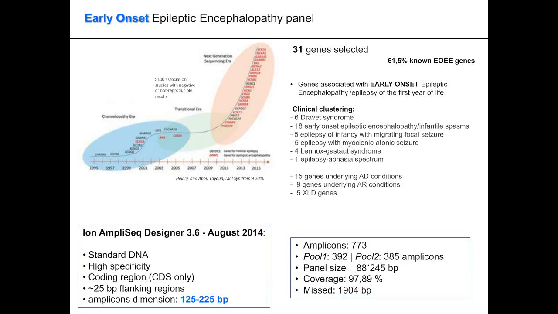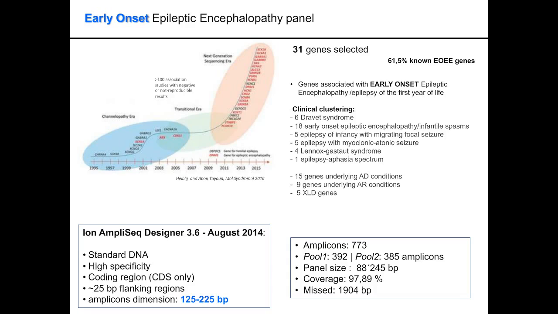Let me give you an idea of what we've done in the choice of our panel and what are the criteria we started with. For example, our epileptic panel. We chose genes from what's available from the growing list of genes in the literature. We chose 31 genes. This is a panel that we developed 3 years ago now, in 2014, with the AmpliSeq Designer 3.6 version.